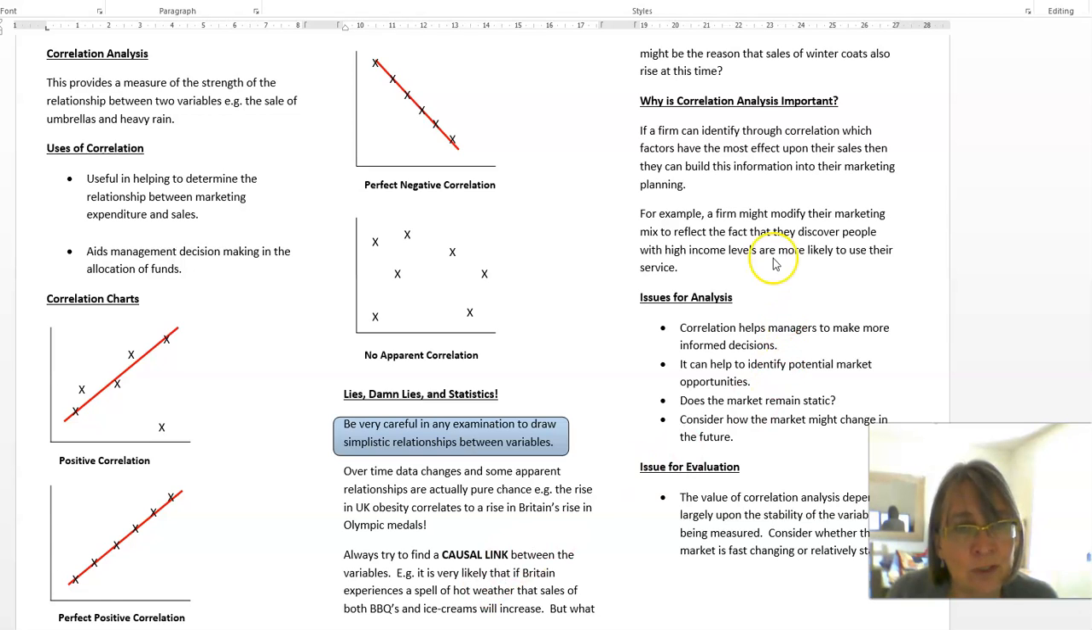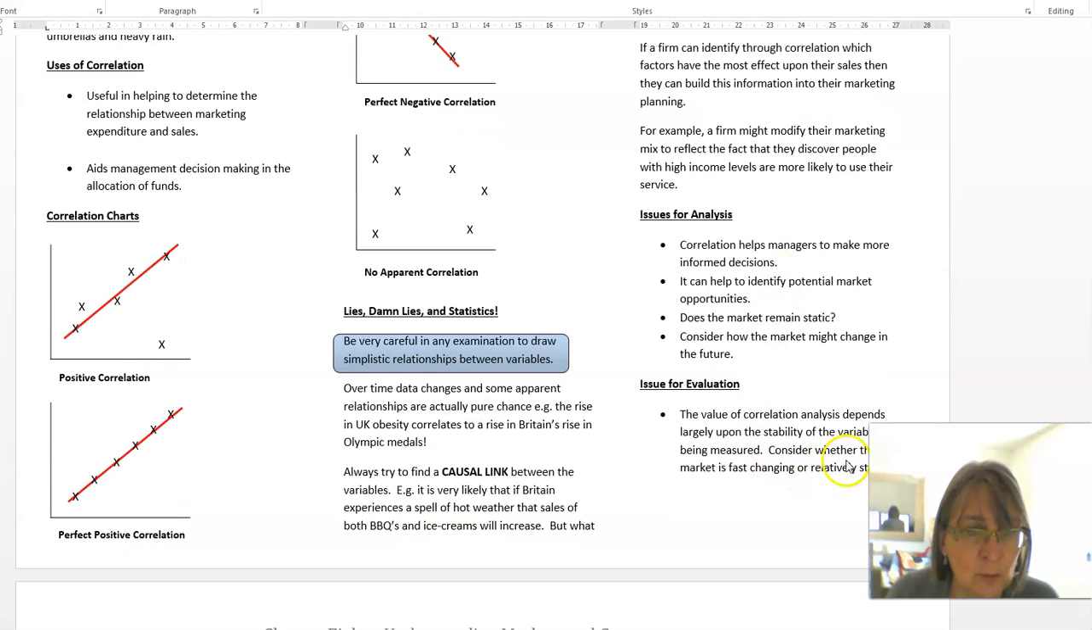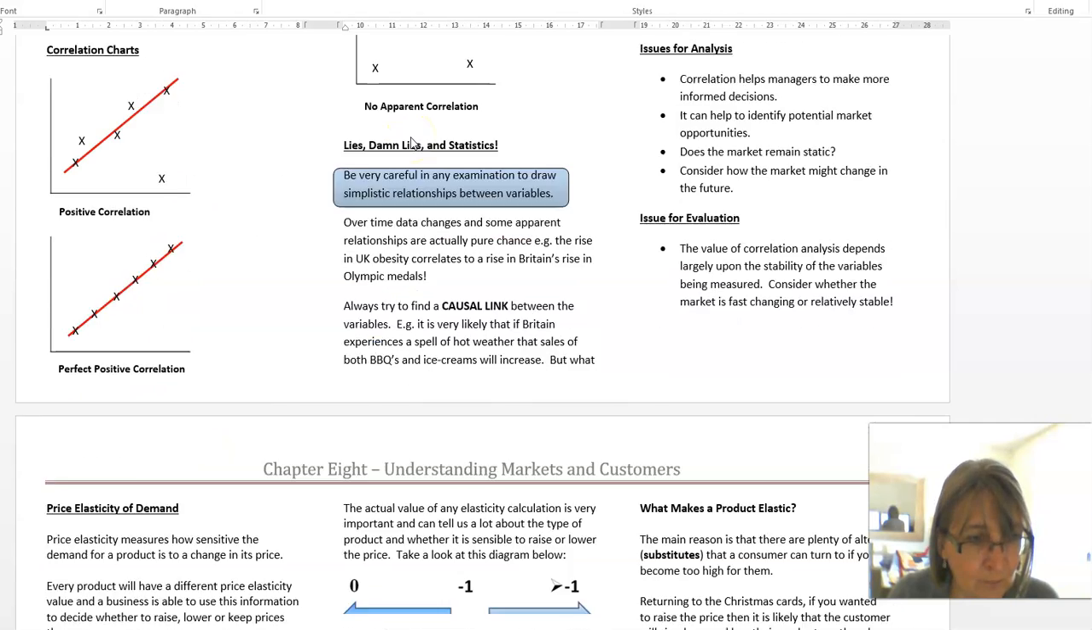It's really important that we understand these links, because then we can again predict how sales will be affected. And really, whether this is useful depends very much on whether the market is fairly stable. Again, all of this is looking at historical data.